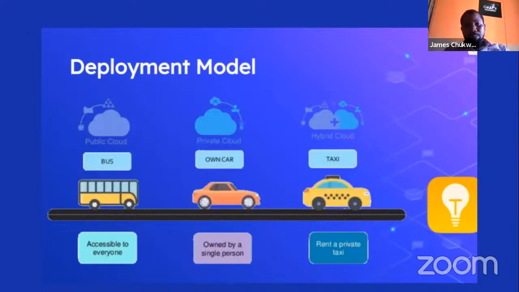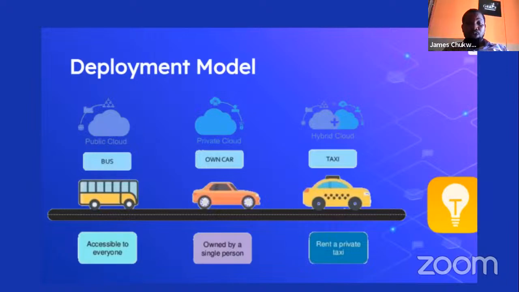Now, the deployment model. These graphics will help us explain what the deployment model is. If you look at the images on this slide, there's a bus, there's a car that's only your own car, and there's a taxi. When you see a bus like that, what comes to mind first is that perhaps it is a public bus.